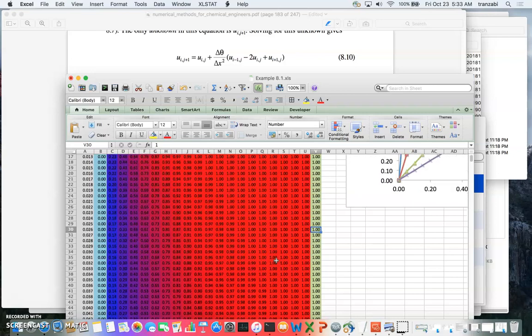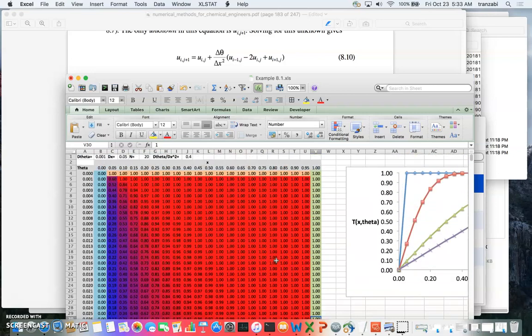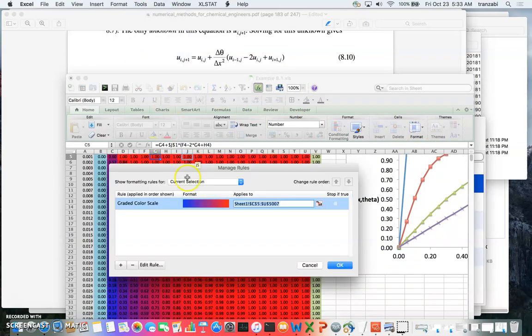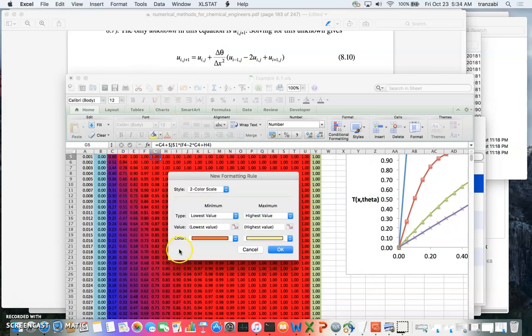So some people ask about the color coding. For color coding, you can do that very easily. You just click on any cell you want to color code, and then you go to format on the top. You go to conditional formatting, and then here we're going to do add, and okay.